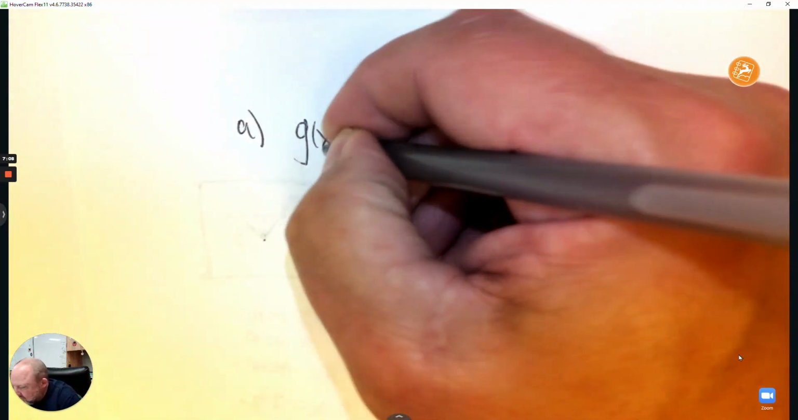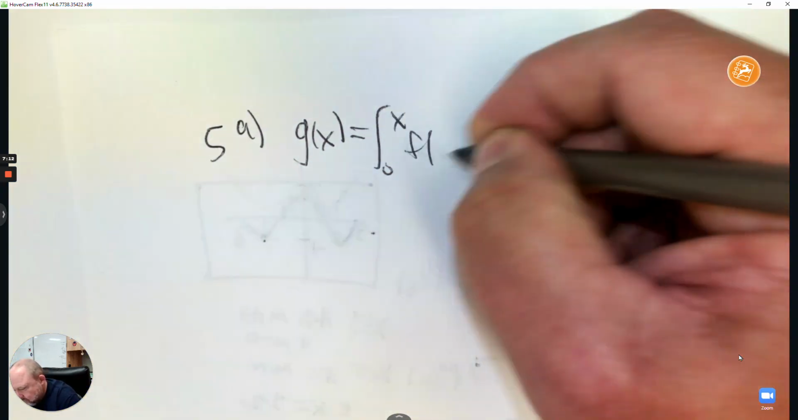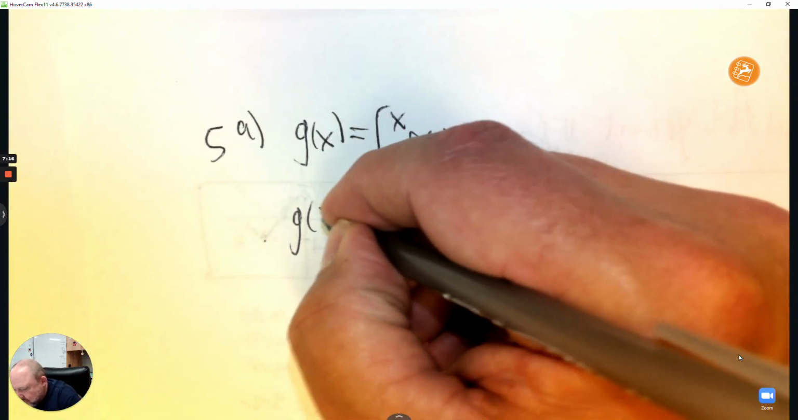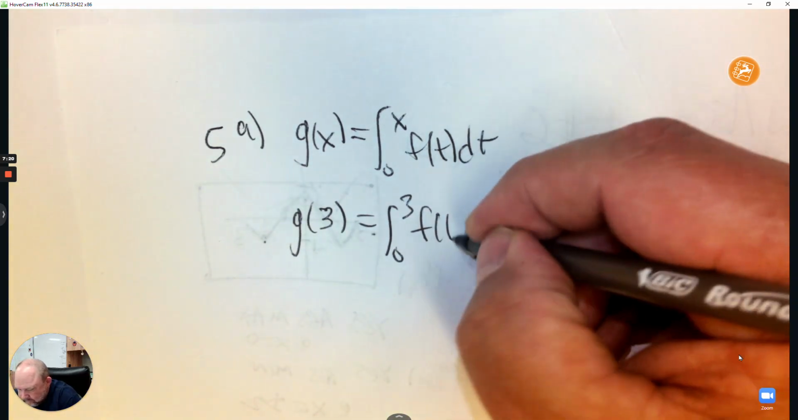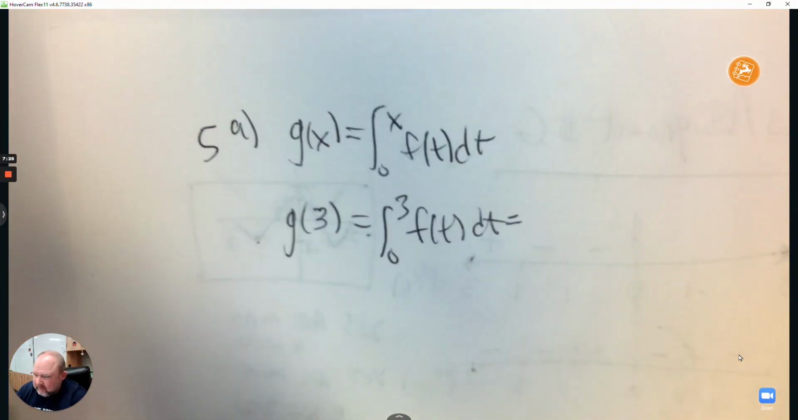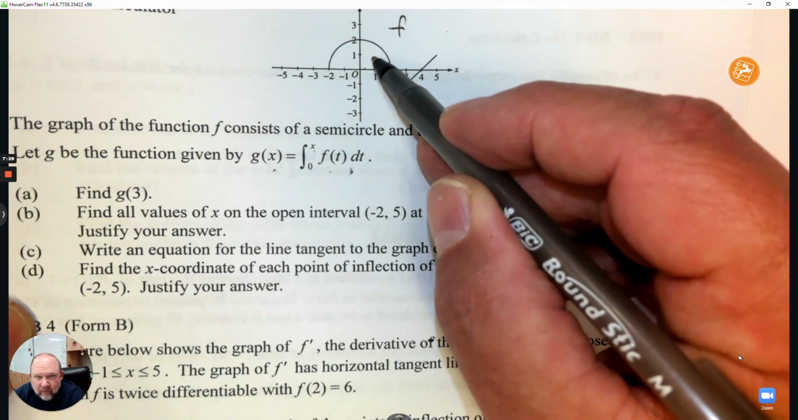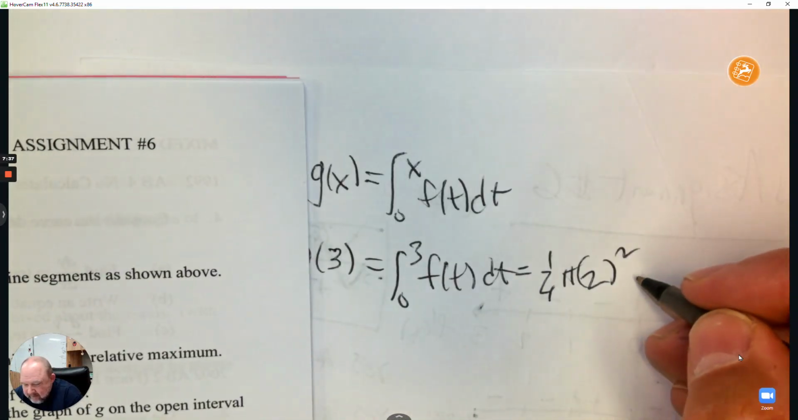So let's make sure we write this down. And again, part A, what does g at 3 equal? So we're integrating from 0 to 3. So that means off the graph, what's the area from 0 to 3? So from 0 to 2 is a quarter of a circle. That's 1/4 pi r squared. And the radius is 2. We don't have to simplify it.